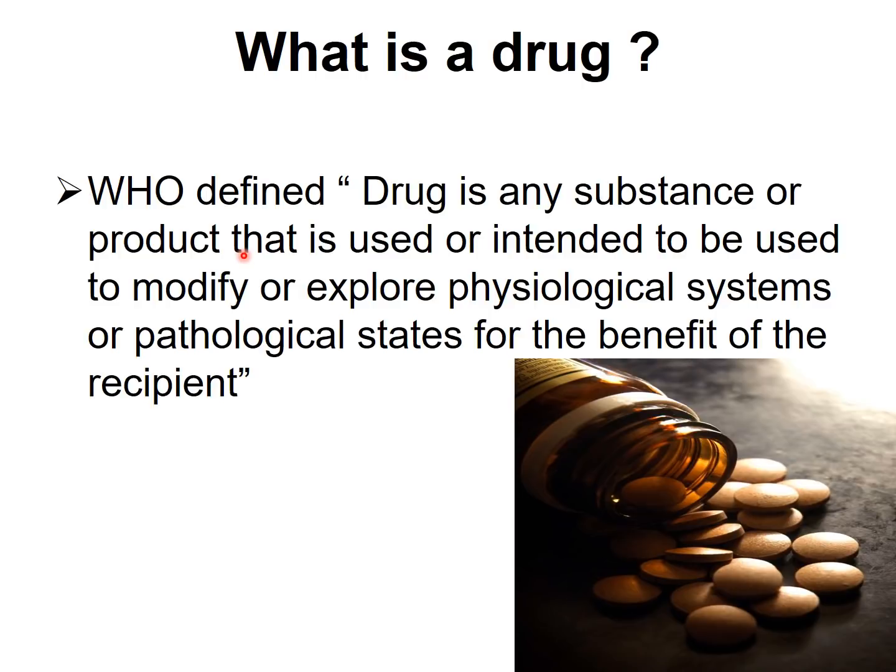See, oral contraceptives are drugs taken through the oral route for the prevention of pregnancy. And you know that pregnancy is not a pathological state, it's a physiological condition. The oral contraceptives are used to prevent pregnancy. There, this definition includes that situation also. That's why they have added modify or explore physiological systems. Apart from this, it is also used for the diagnosis, prevention, and treatment of pathological conditions. So it's a comprehensive definition. It covers almost all types of drugs.